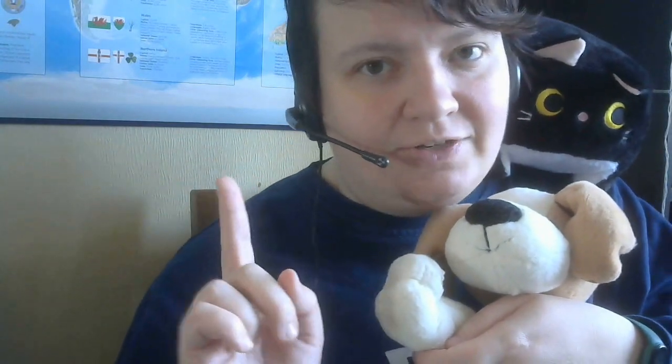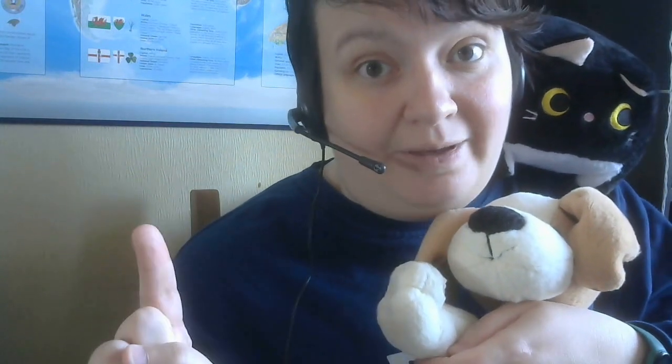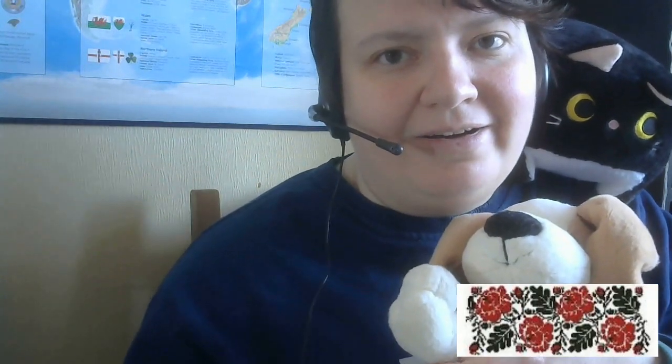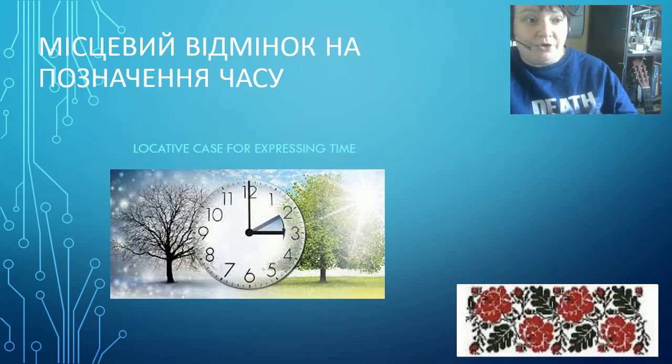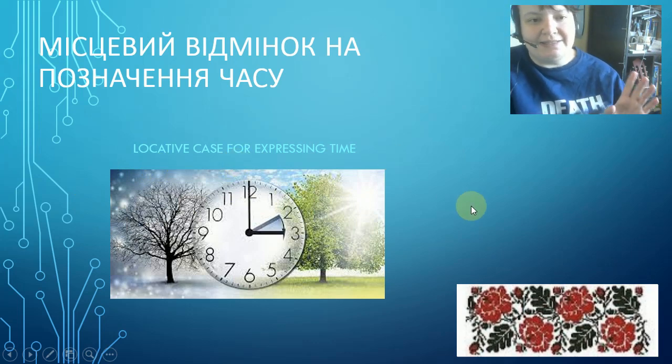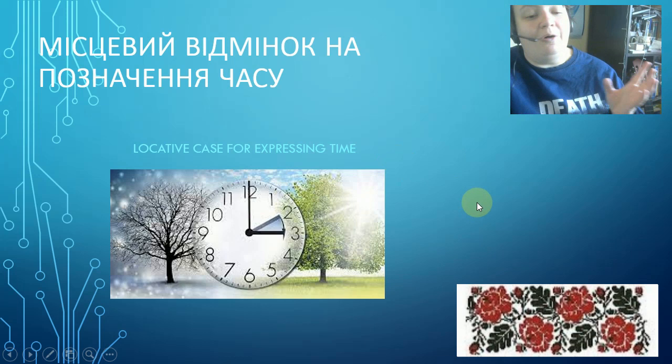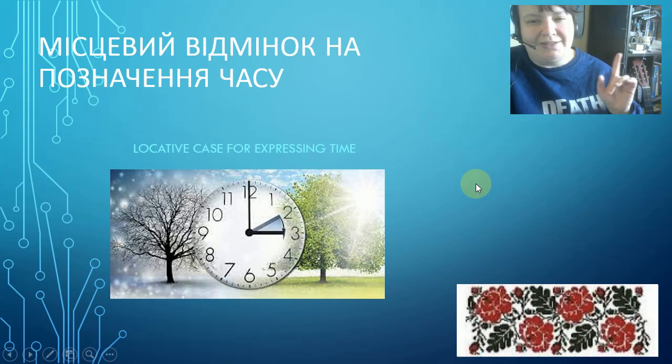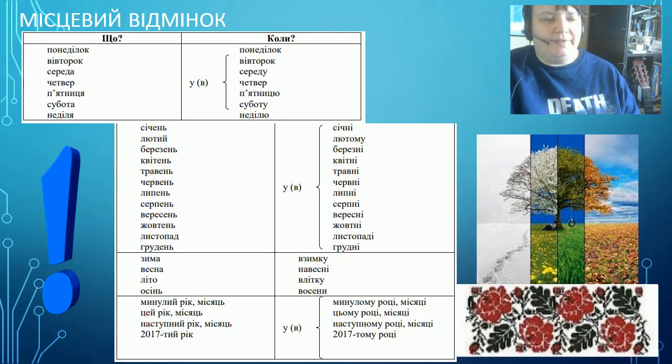And today's lesson is a little bit off topic. We are not talking about adjectives, but we are talking more about locative case and some questions of time. So, let's start! Місцевий відмінок на позначення часу. Locative case for expressing time, time of the year or month. We sometimes use locative case to do it. So let's look through this topic and understand how to use it.